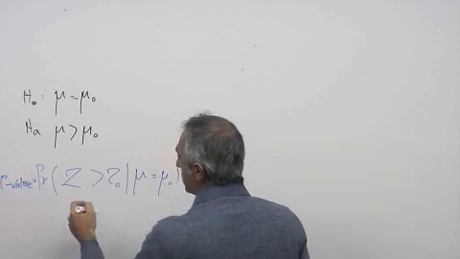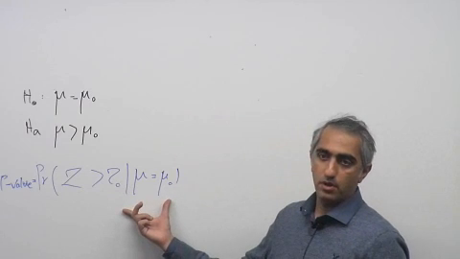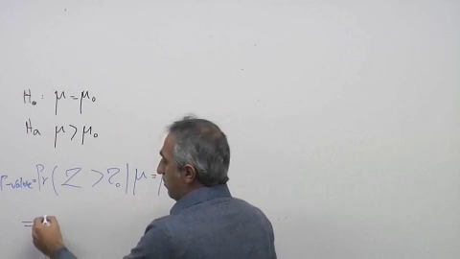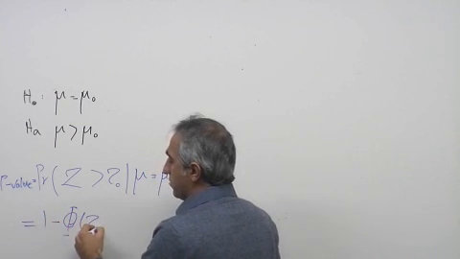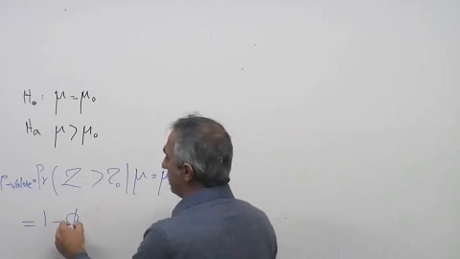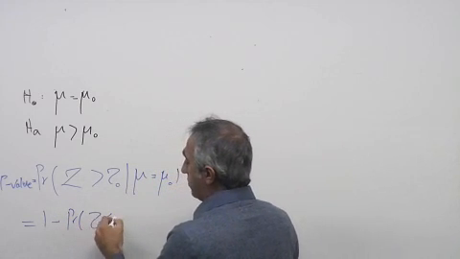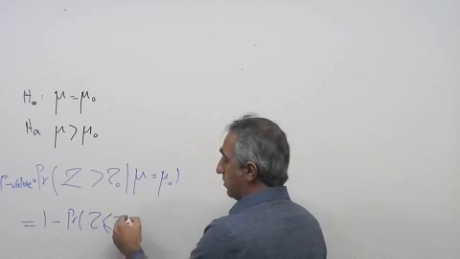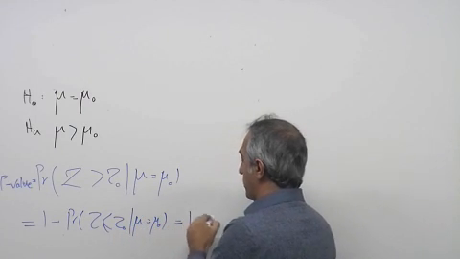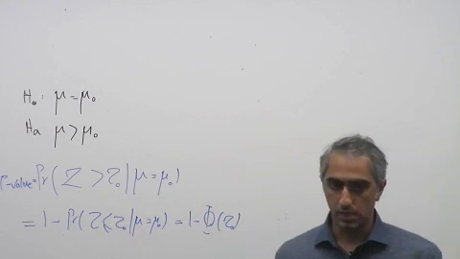And this is easy to calculate. Why? Because this is the standard normal distribution. Then you can easily find the probability for that. In this case it is 1 minus phi of z0. Why? Because it's 1 minus the probability of Z less than or equal to z0, given mu is equal to mu 0, which is 1 minus phi of z0. Okay, this is how to calculate.